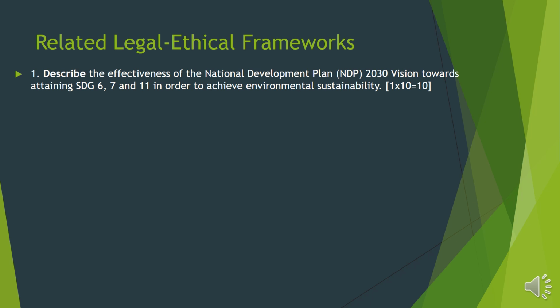Has that been implemented? An example of that could be, I think it's RDP housing that has been implemented in some communities. So that's how you show there was a plan and it has been implemented. So it shows the effectiveness of this National Development Plan 2030 vision. So, yeah.